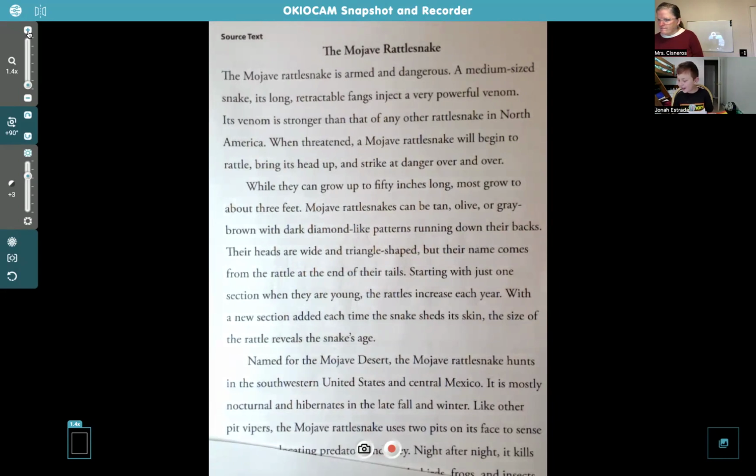Let's see. How about we say bring, and then we draw a head and an arrow up? Oh yeah. And then we could do strike danger. I like that too, but I think we might need the word rattle. What if we do rattle instead of bring? And I like your idea of drawing a head and an up arrow and then strike danger. What do you think about that? Oh yeah.